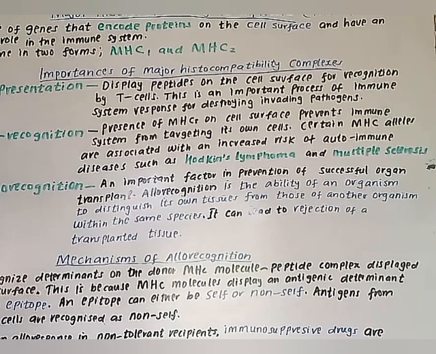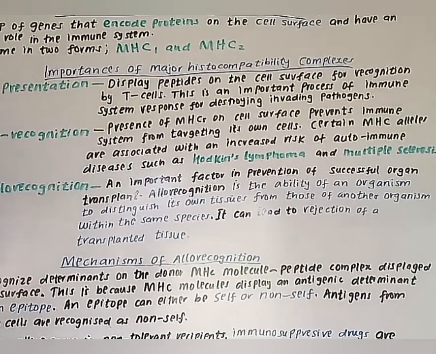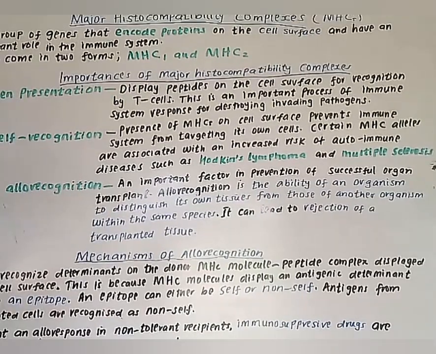Importance number 2 is cell self-recognition. The presence of MHCs on the cell surface prevents the immune system from targeting its own cells. Certain MHC alleles are associated with an increased risk of autoimmune diseases such as Hodgkin's lymphoma and multiple sclerosis.